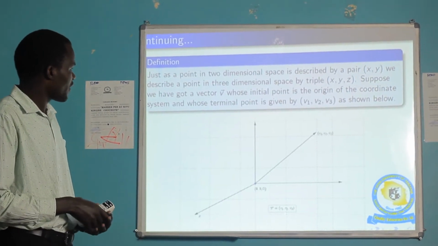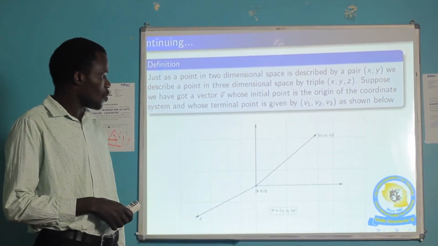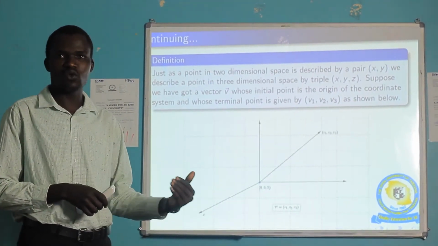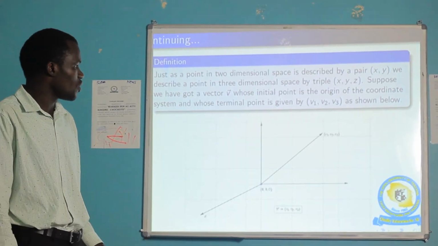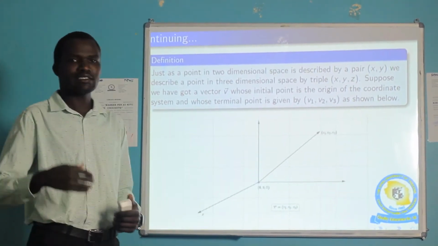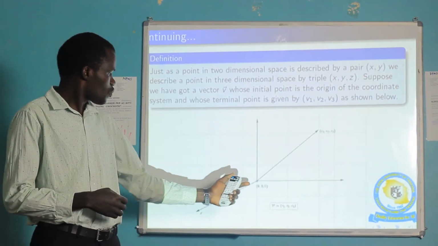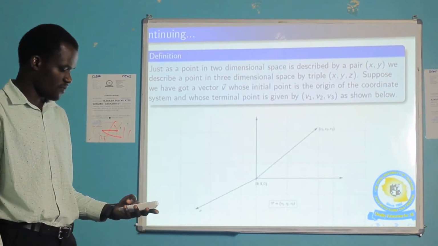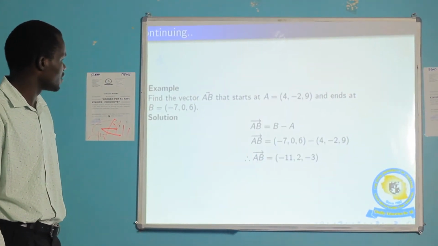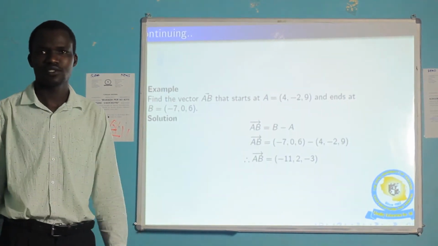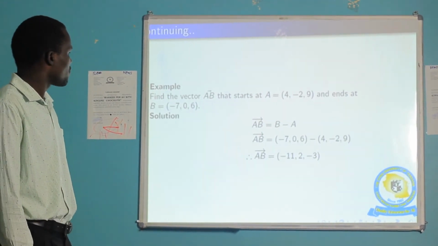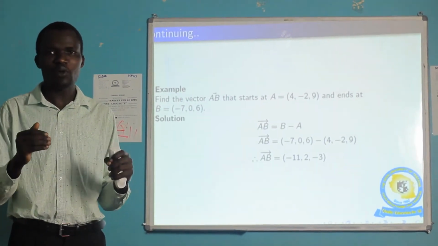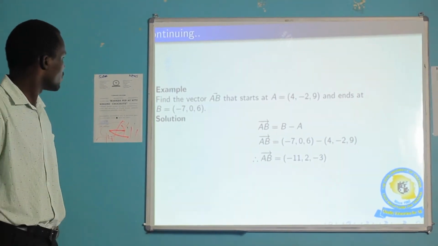And now the vector v is equal to v1, v2, and v3. That means if you subtract the initial point from the terminal point, we remain with v1, v2, and v3. Okay, this is an example of how we can find a vector if you are given the 2 points, the initial point and the terminal point.